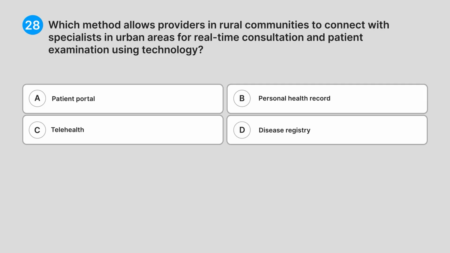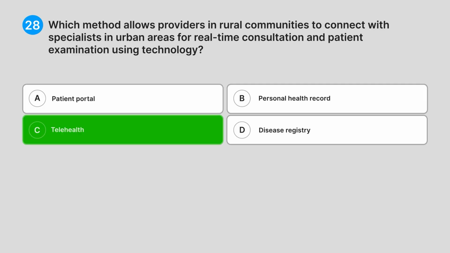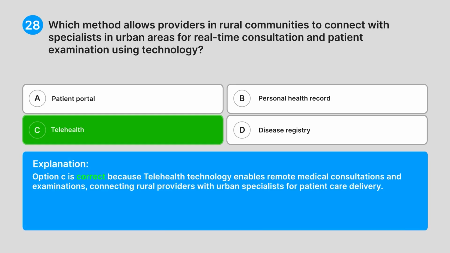Correct answer, C. Telehealth. Explanation: Option C is correct because telehealth technology enables remote medical consultations and examinations, connecting rural providers with urban specialists for patient care delivery.